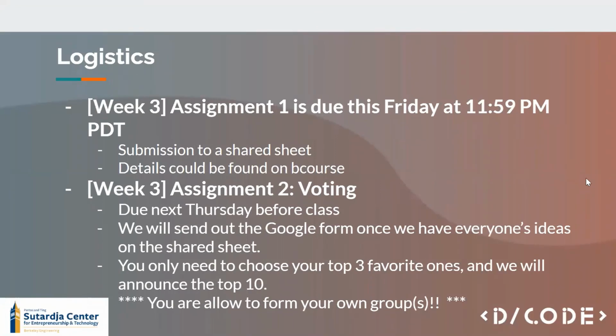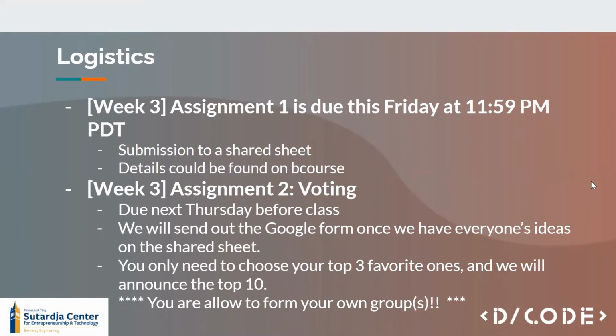For week 3's assignments, those can be found on bCourses, and they're all due this Friday at 11:59 p.m. It's really simple. You only have to do a very few things. It shouldn't take you more than a couple of minutes, so I highly recommend getting it done early so you don't have to worry about it later.